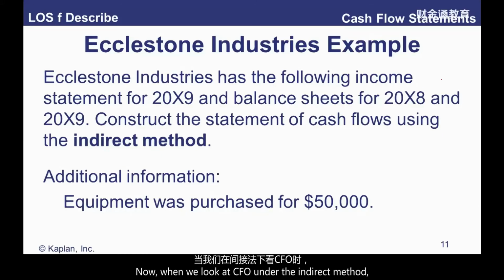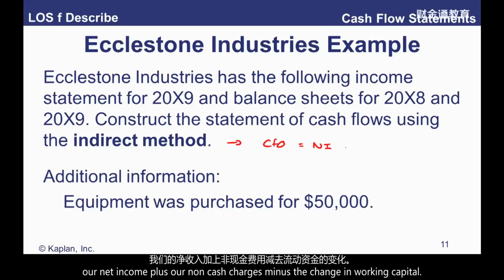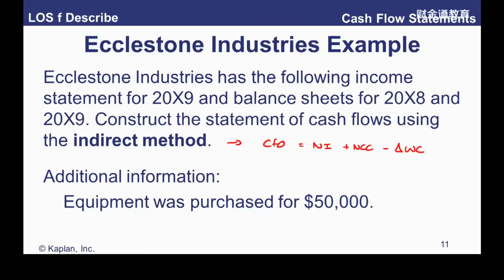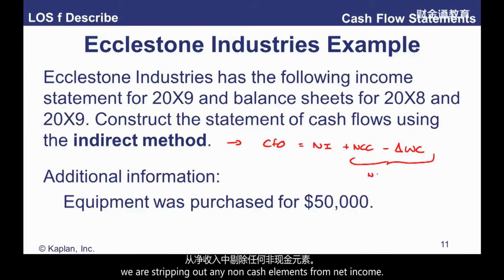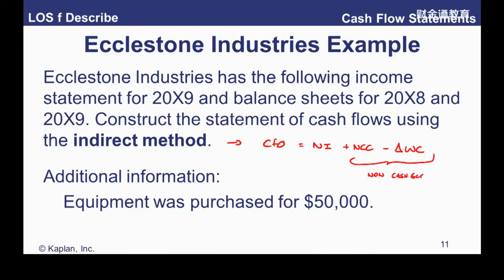Now, when we look at CFO under the indirect method, our cash flow from operations is going to be equal to our net income plus our non-cash charges minus the change in working capital. Okay, so what we're doing with these two elements is we're stripping out any non-cash element from net income.